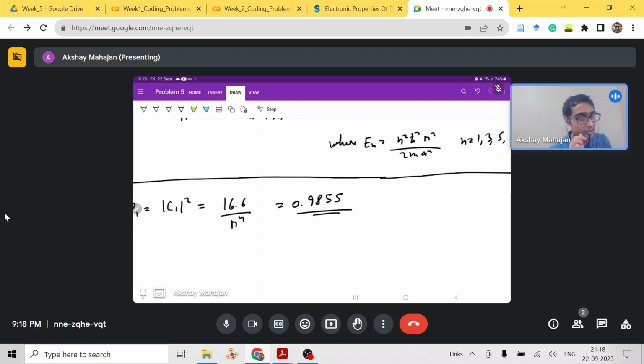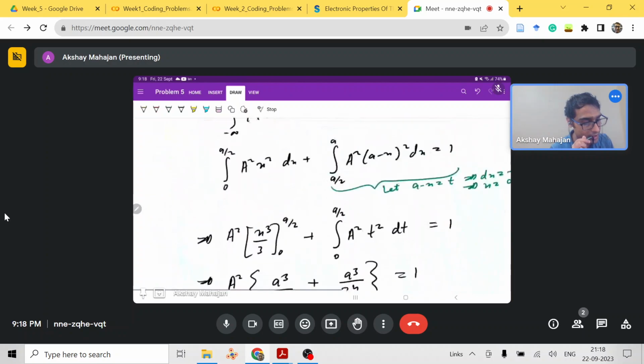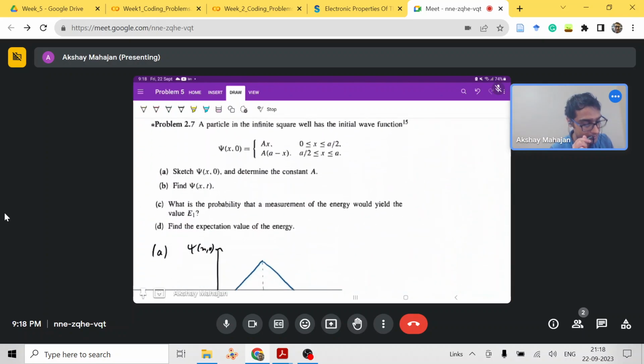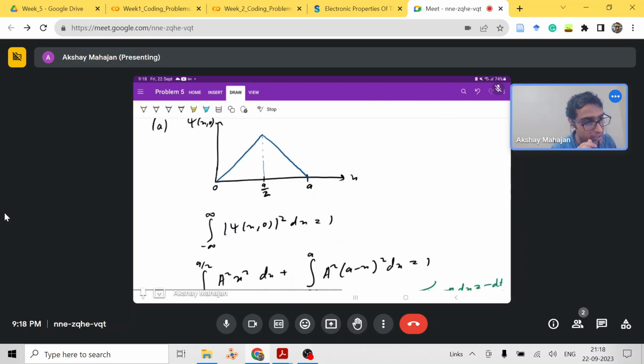So here we can see that the value is coming out very high. It's not only 98%, so our system is most likely in the ground state only.